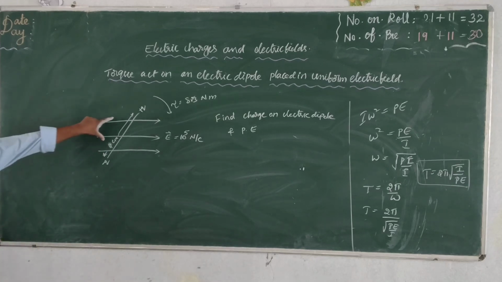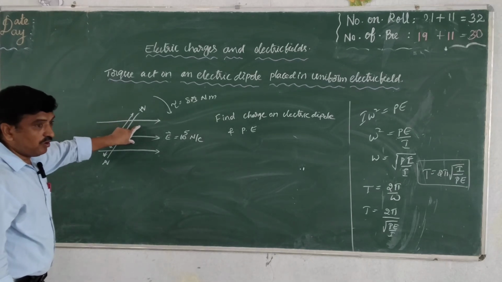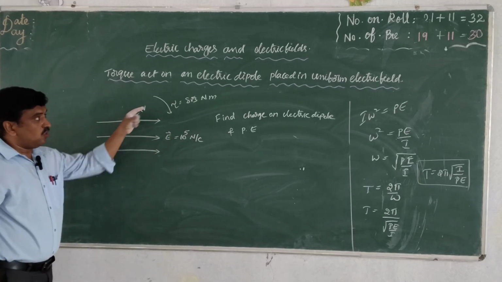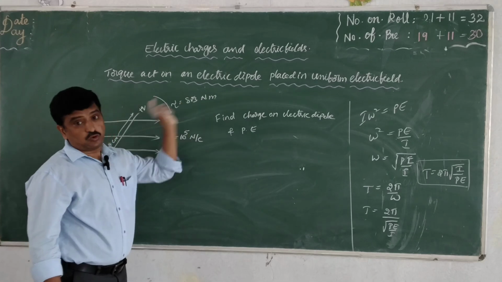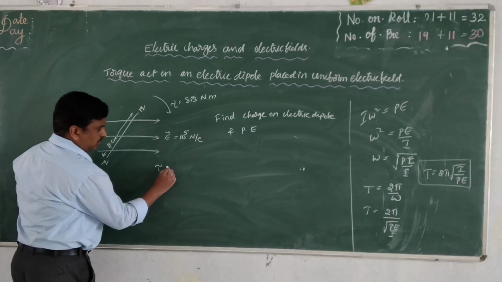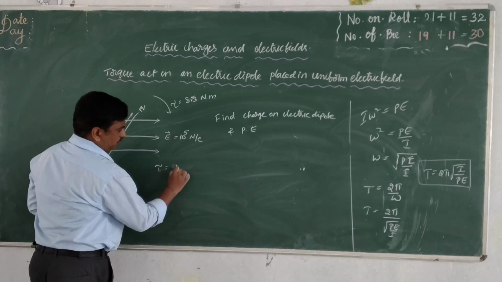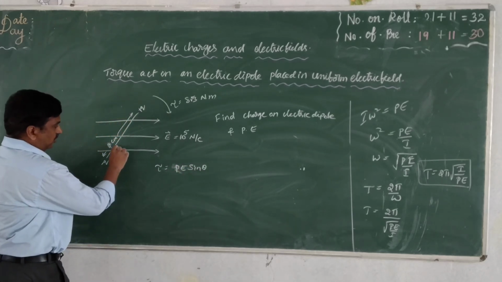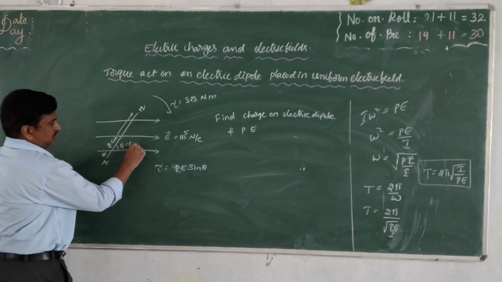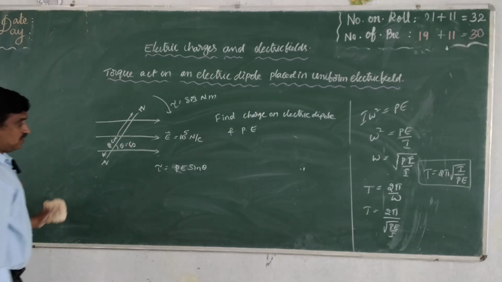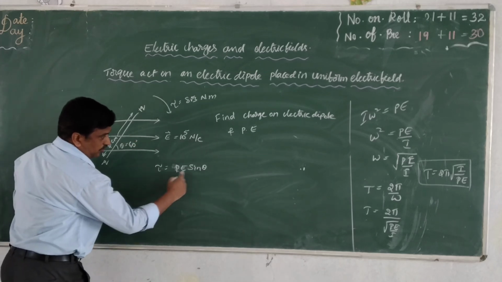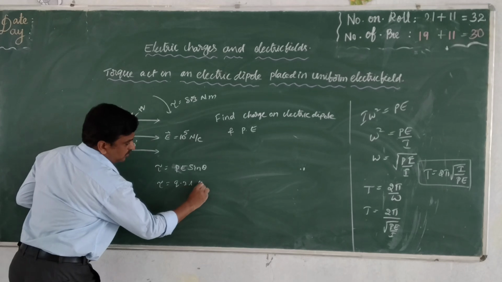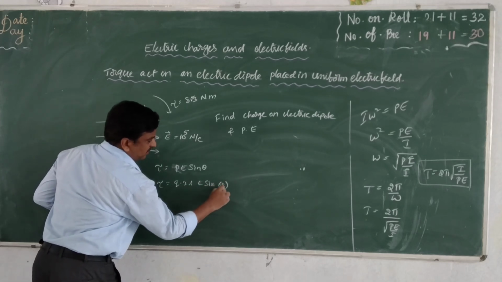See here, this is the electric dipole. It is placed in the uniform electric field of 10 power 5 Newton per coulomb. The length of this dipole is 2 centimeter. The torque acting on this one is 8 root 3 Newton meter. So torque equal to PE sin theta. Here the angle theta equal to 60 degrees. So tau equal to PE sin theta, so tau equal to Q into 2L into E sin theta, sin 60.